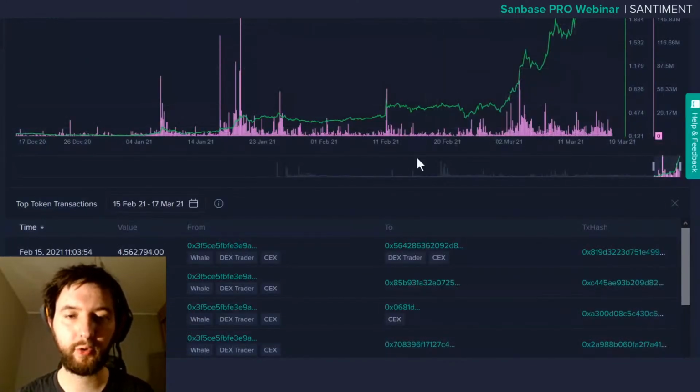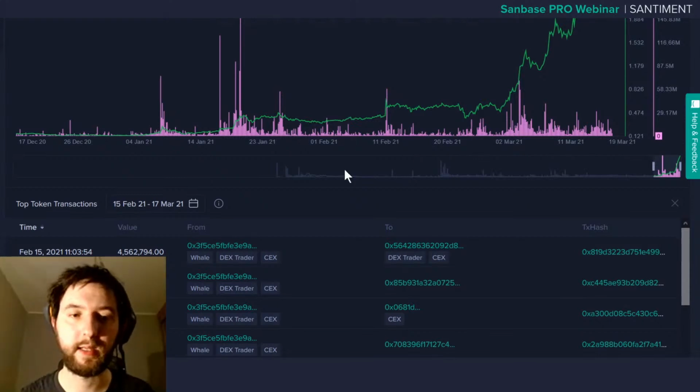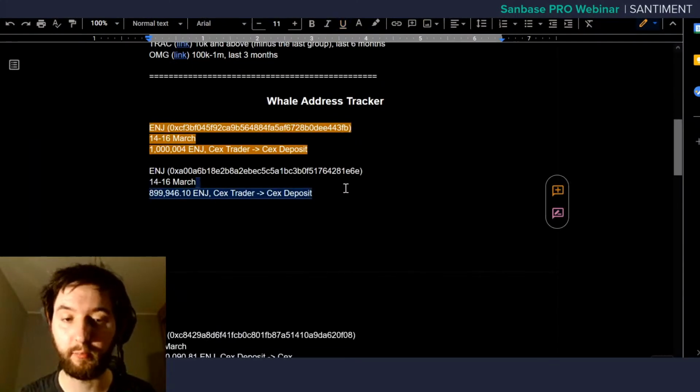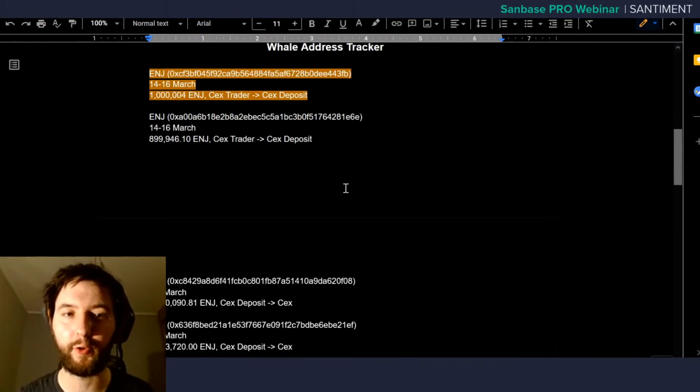So how do you use this metric or this tool to discover new addresses that you might want to keep an eye on? And how do you actually keep an eye on them using Sanbase? So I have a bunch of examples here. I'm not going to go over most of them, maybe 2 or 3. So if you want to see all of these and look into them a bit more for yourself, I will be sharing this article or this list of addresses in our Sanbase Pro group.